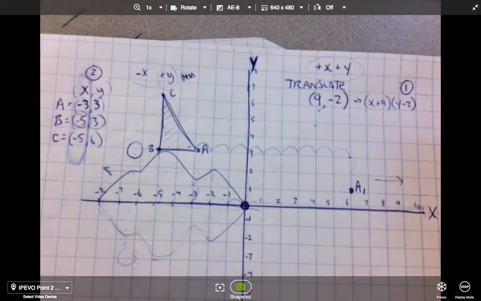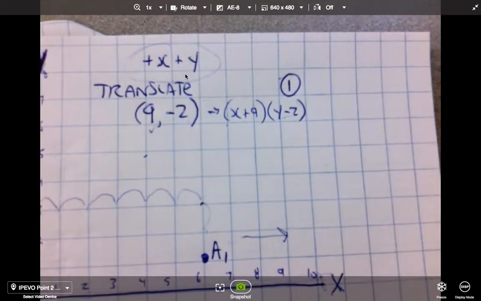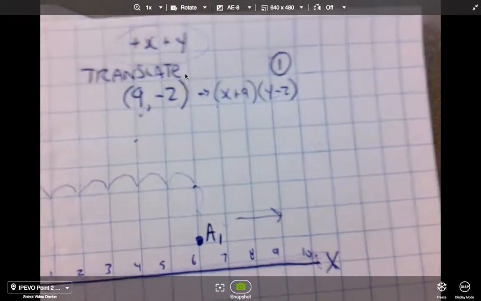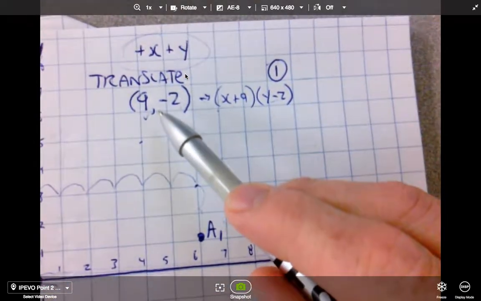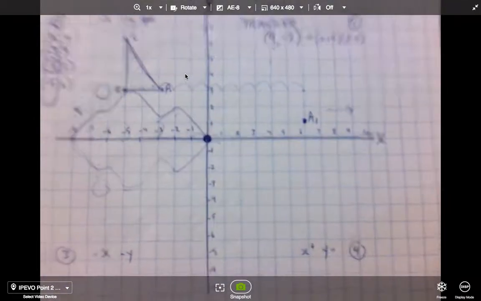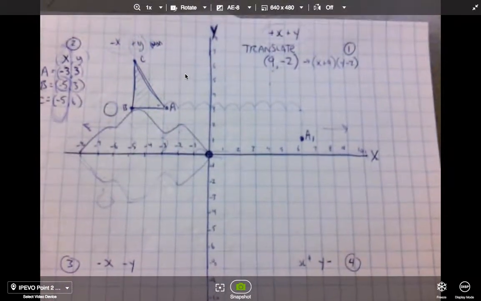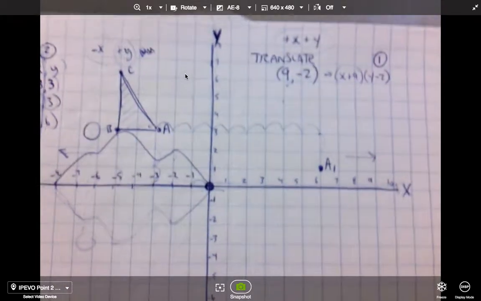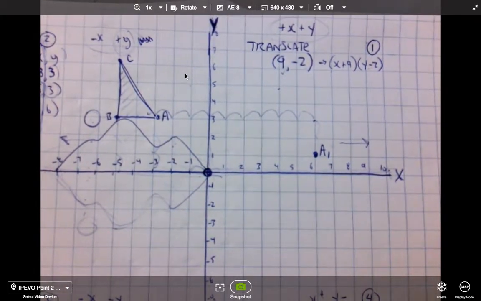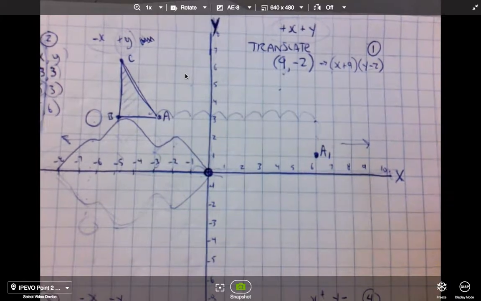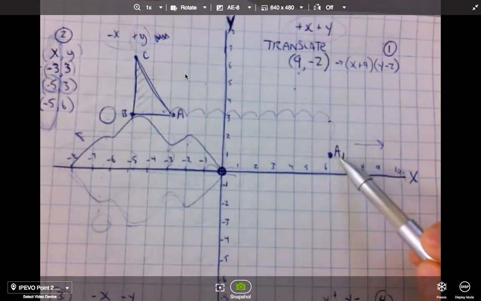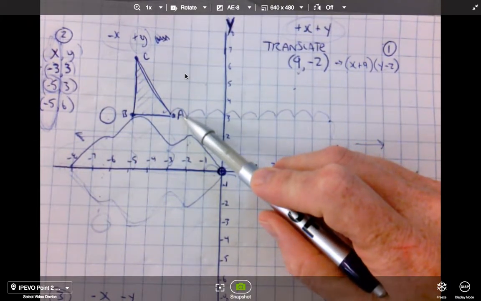Yes, Lujine? What's in the second bracket? This here? Yeah. Those were just to show you another way of writing the translation. That just says x plus 9, y minus 2. It's just another way of writing the translation, just in case you see it in a textbook or on a test. Yes, Miriam. Well, it actually becomes A1 because the original was A.